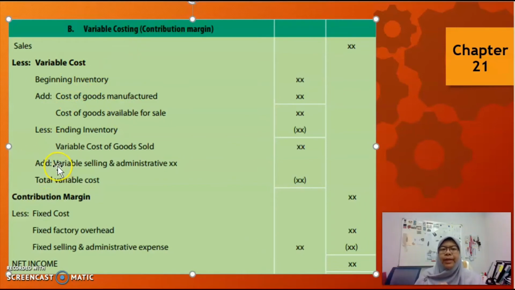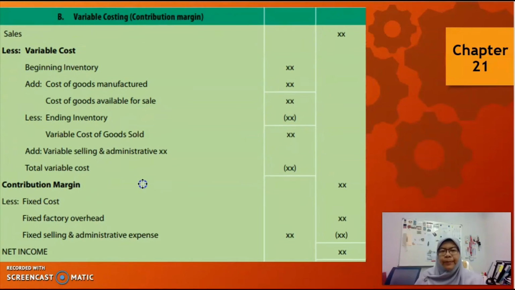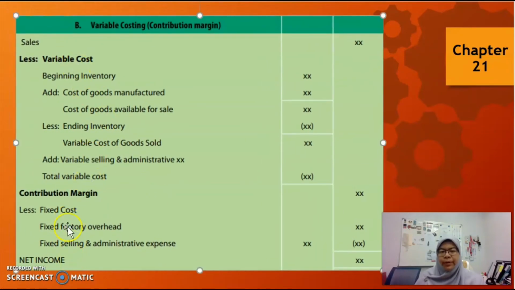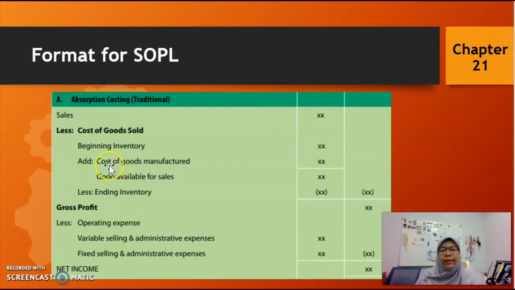So by now you know the difference between absorption and variable costing SOPL. The main difference is the calculation of COGM under variable and absorption, and also the calculation of the cost for the ending inventory. Variable costing includes all the variable costs under the variable cost section and all the fixed costs separately, so you have two different sections. But under absorption, the COGM includes all variable and fixed production costs. And then they transfer other expenses.